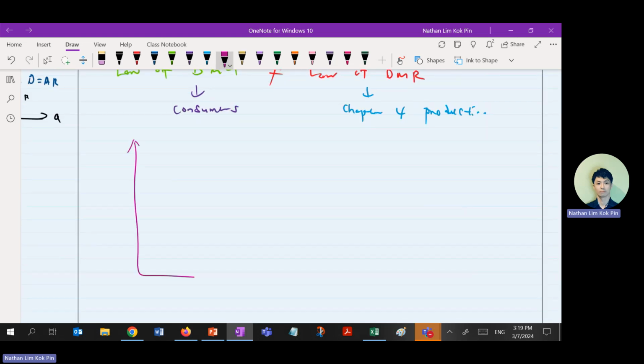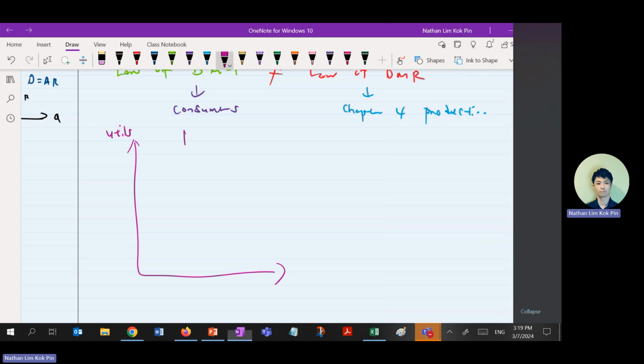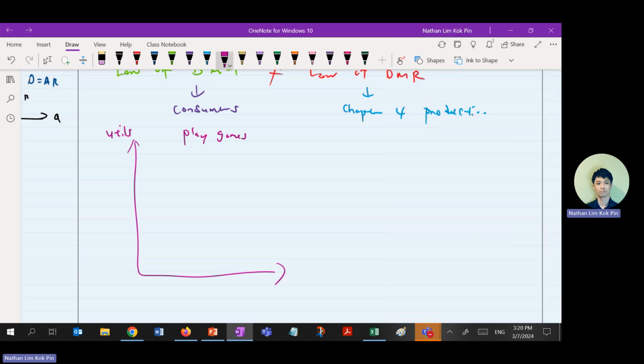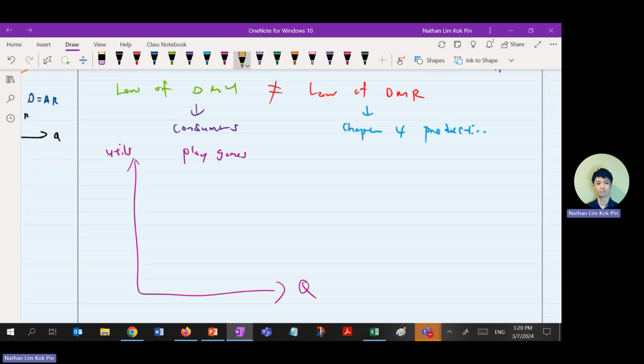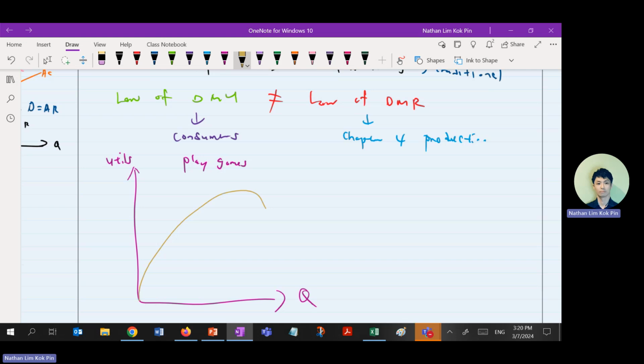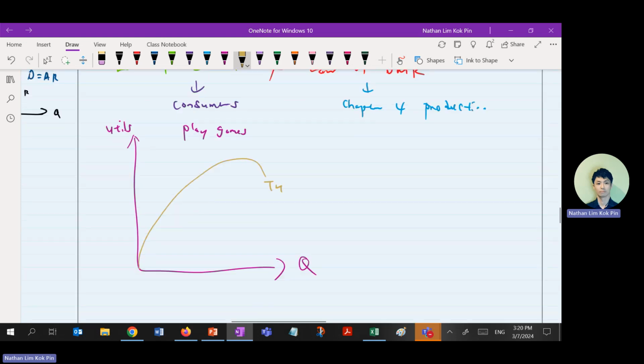DMU states that when we want to consume the same good, let's say we play games, right? Or maybe someone wants to slap my buttocks, right? Initially, you will get very excited to slap a lecturer's buttocks. But after you touch the lecturer's buttock many times, your dissatisfaction will come, right? Eventually. So what we do in the DMU is this is the TU, right?